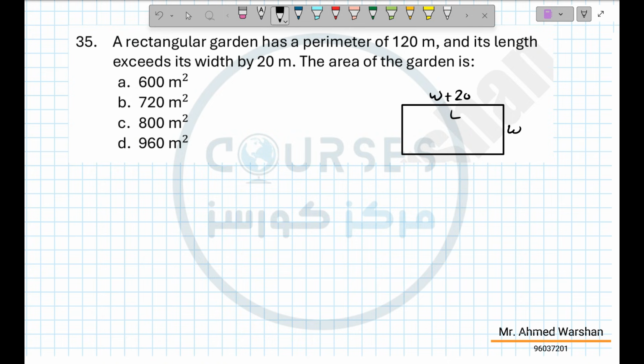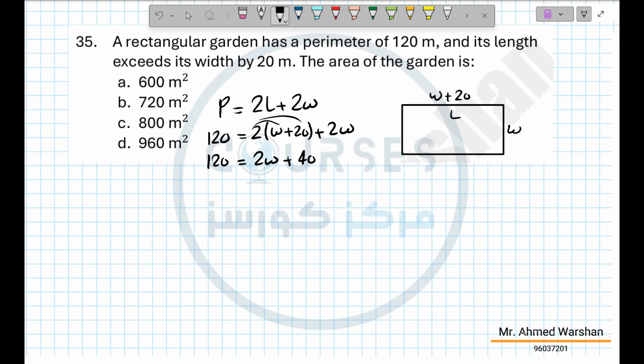So let's write the formula for the perimeter. The perimeter equals 2L plus 2W. The perimeter we do have, it's 120 equals 2L. So 2, and we know L is W plus 20, plus 2W, distribute. So 120 equals 2W plus 40 plus 2W.